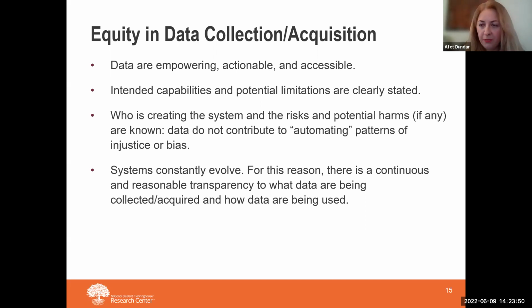Systems constantly evolve. For example, at the clearinghouse, we are talking about migration to the cloud. We are actually doing that. And a lot of you change your systems. So it's not a one-time thing to do and be done with, right? As the systems evolve, we want to have continuous and reasonable transparency. We don't want to put too much burden on changing the systems, just to look at them so frequently. But as the systems evolve, it's important to have reasonable transparency in place to be clear about what data we are collecting, how we are acquiring it, and how we are using that data.